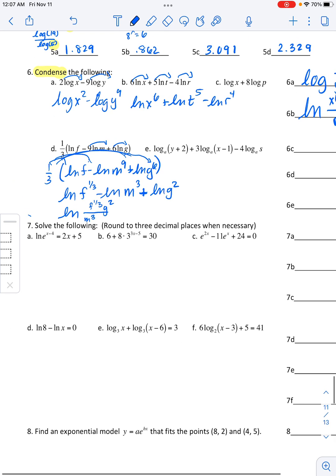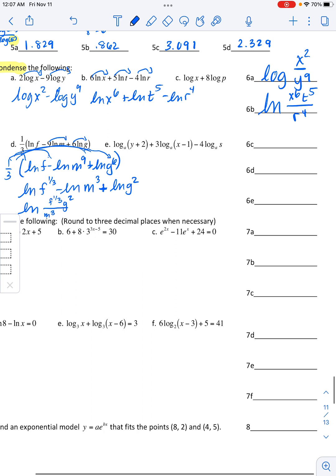So which one am I on? D, because I didn't copy my answer for C. Oh, I totally skipped it. I wrote over it, so I have to go back.